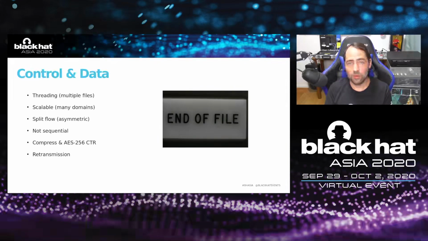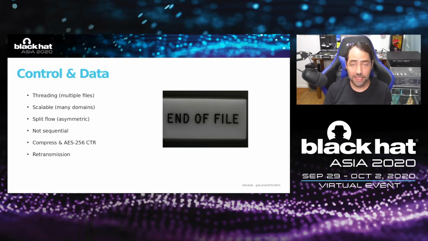We just want the control traffic to tell the external server, I'm going to send you this file, this big, this is the name, and then we want to send the whole file in multiple queries using the data domains, right? We also don't want to do it sequentially, like sending chunks of data 1, 2, 3, 4, because that also gets flagged.